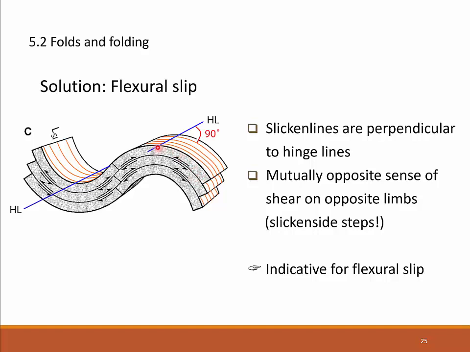We also see that the hinge line that is oriented in this direction is perpendicular to these striations, to these transport lineations that we would find. These transport lineations are practically identical to fault striations, only that they are here related to flexural slip sliding along layer boundaries. The opposite sense of shear along the opposite limbs can be seen by identifying slickenside steps.